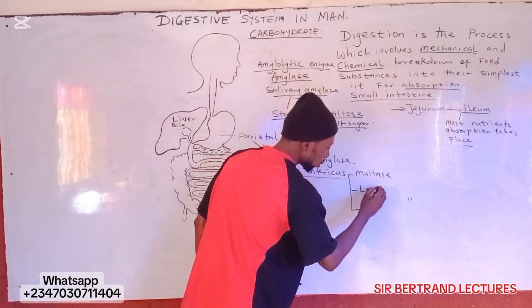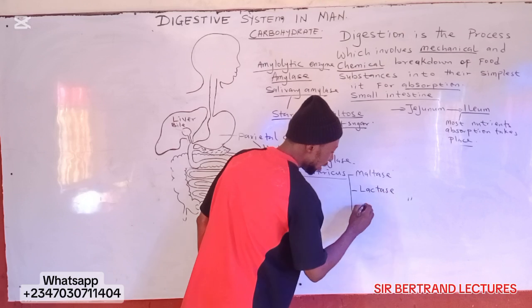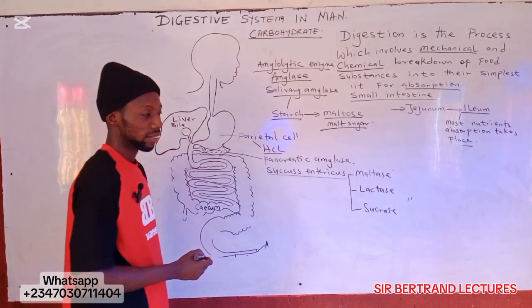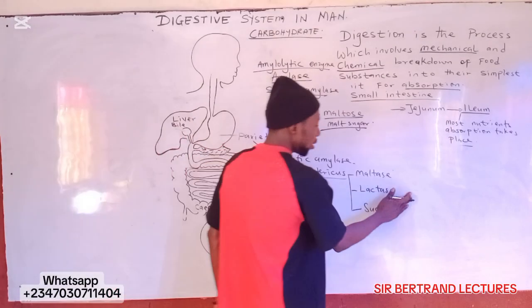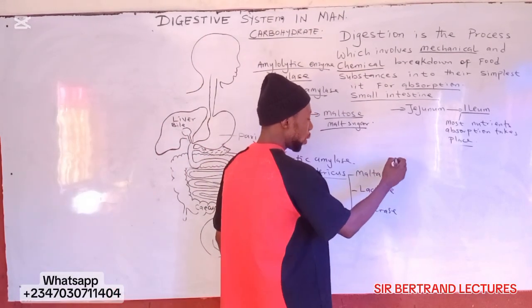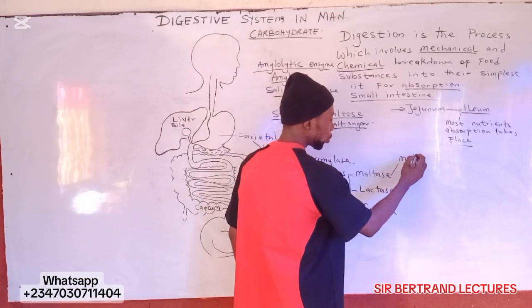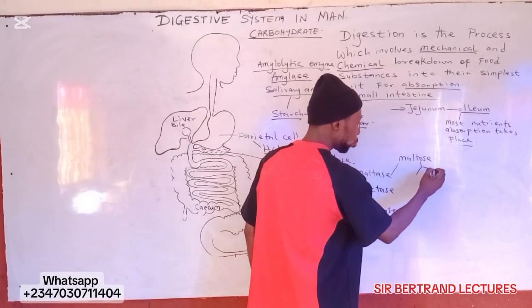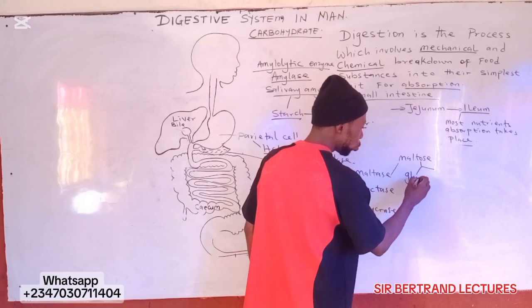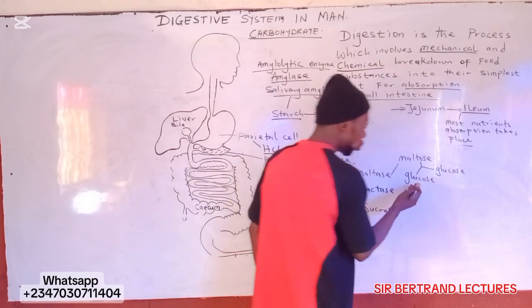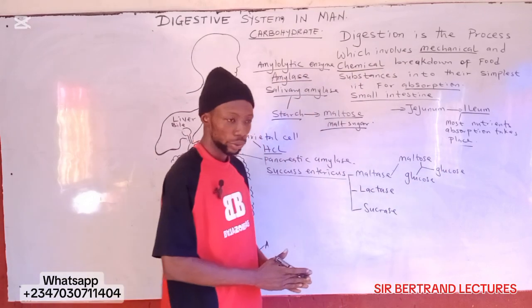And these enzymes of the succus entericus are maltase, lactase, and sucrase. The maltase will act on maltose and convert maltose to 2 molecules of glucose. It will convert it to glucose and glucose.